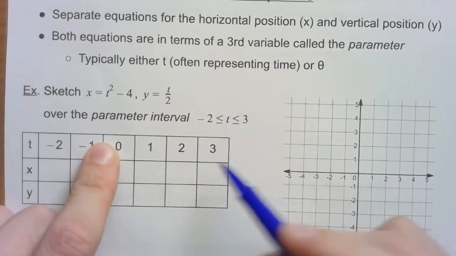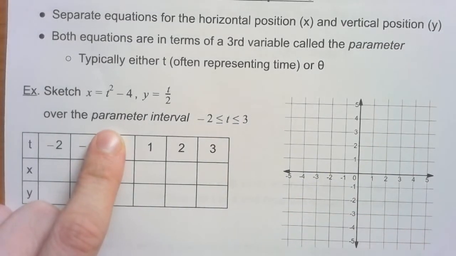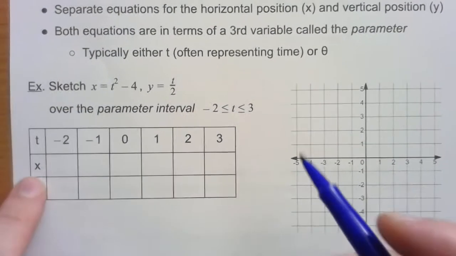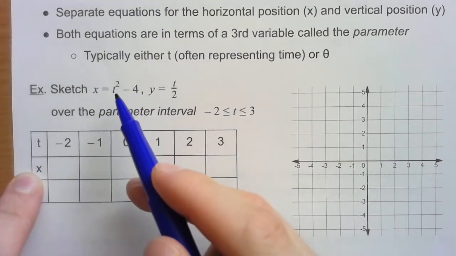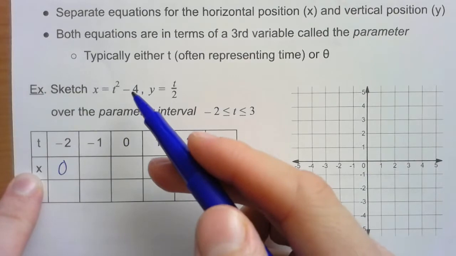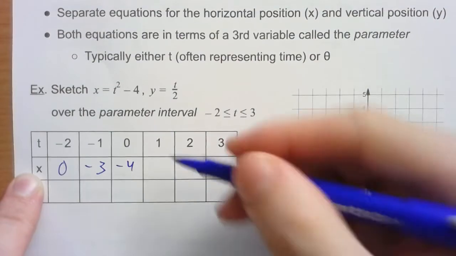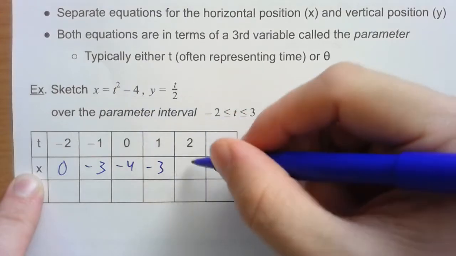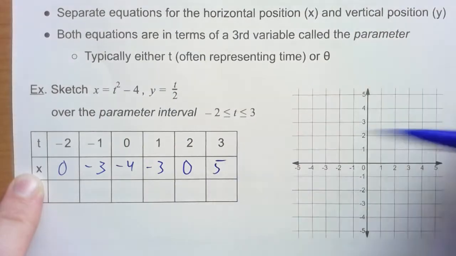Now on this one, we're actually giving you what we call a parameter interval. We're giving you the values of t that we're going to use, and so we'll just put those values of t in the table and plug them in. I'm going to take -2 and plug it into the x equation. So -2 squared is 4, 4 minus 4 is 0. -1 squared is 1, 1 minus 4 is -3. Then 0 minus 4 would be -4. And then 1 minus 4, -3 again. Then 4 minus 4 is 0. And then 3 squared, 9 minus 4 is 5.